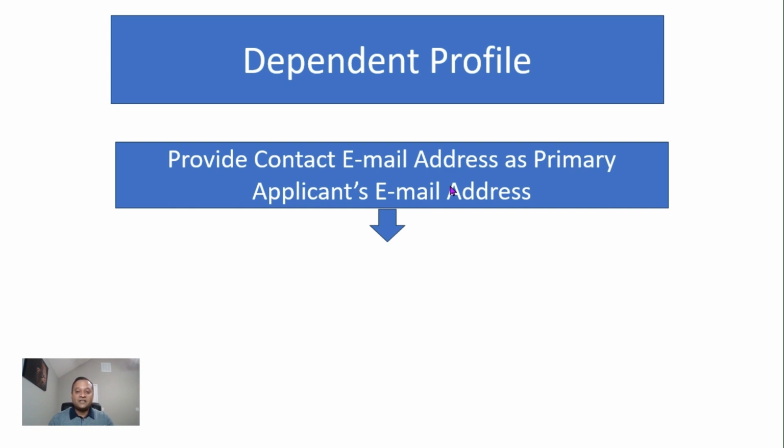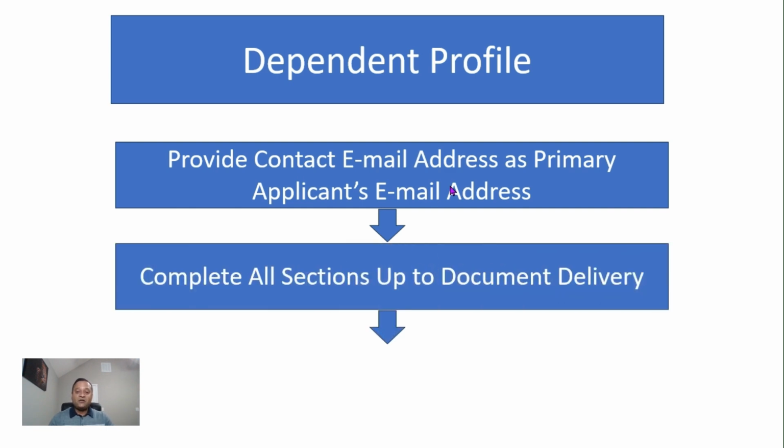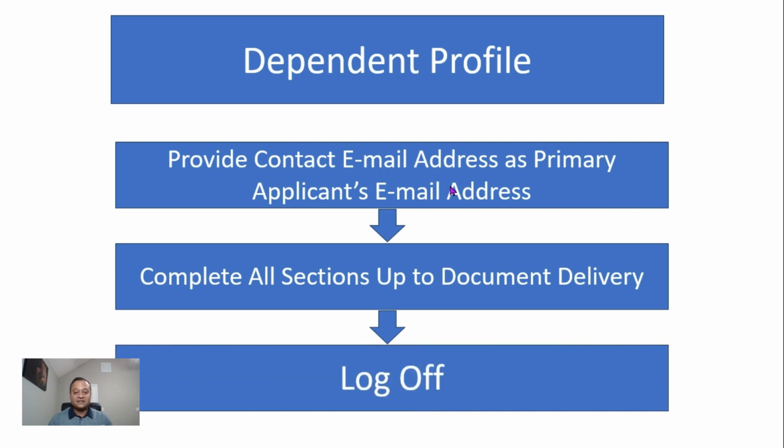Once you give that email address, complete all the sections up to document delivery. Make sure you are giving the right information in the visa profile details, like if you are eligible for interview waiver, what is your language, country. Make sure you are giving all those details correctly and accurately. And once you go to the document delivery section, that's it. Then you log off from the dependent profile.